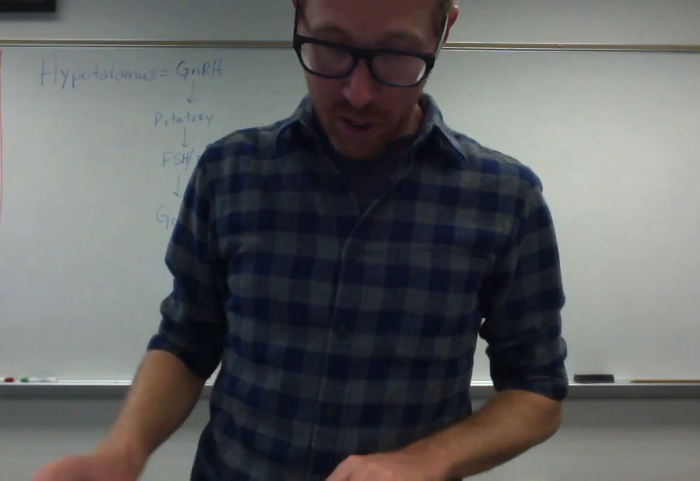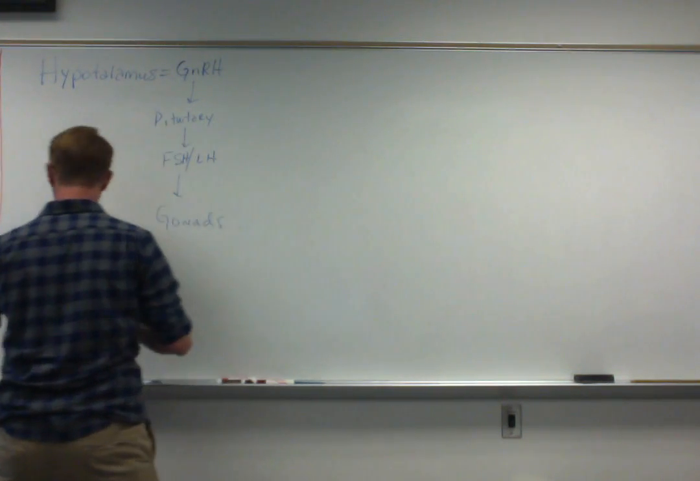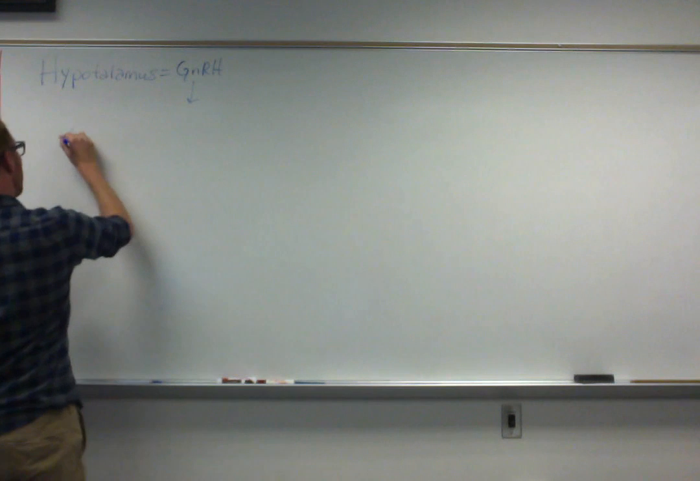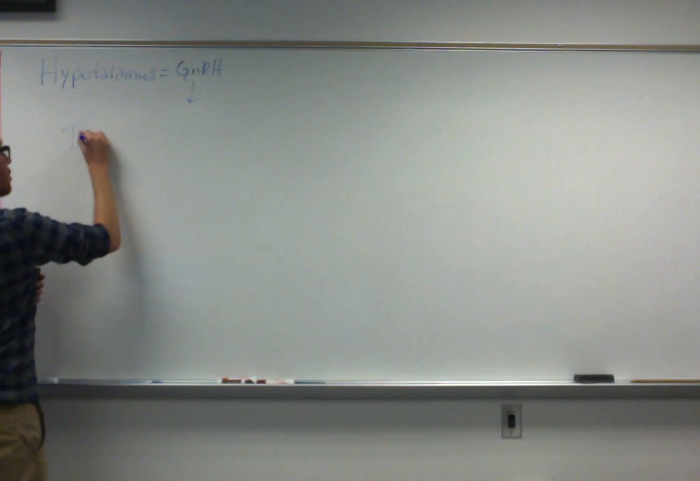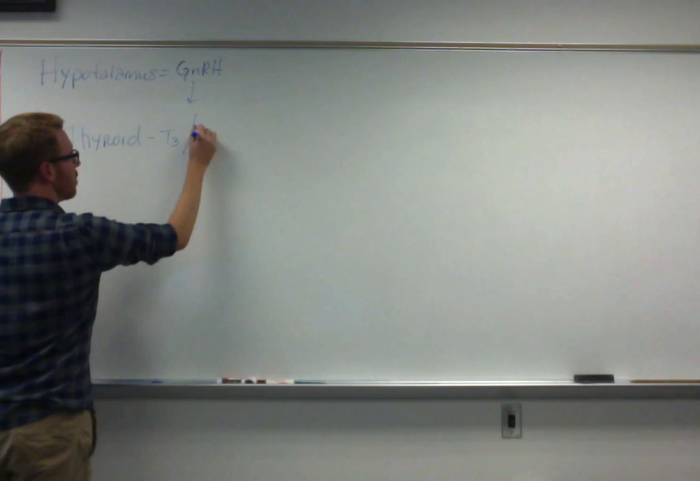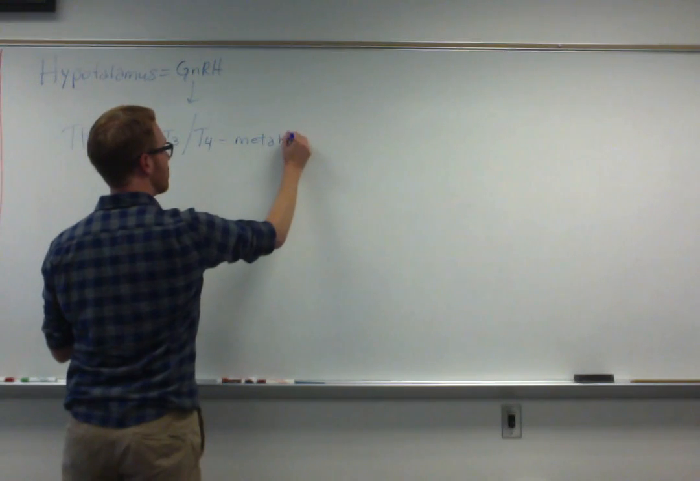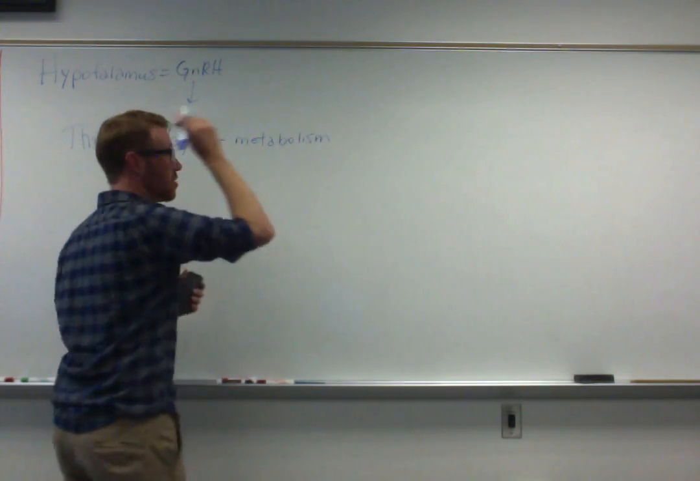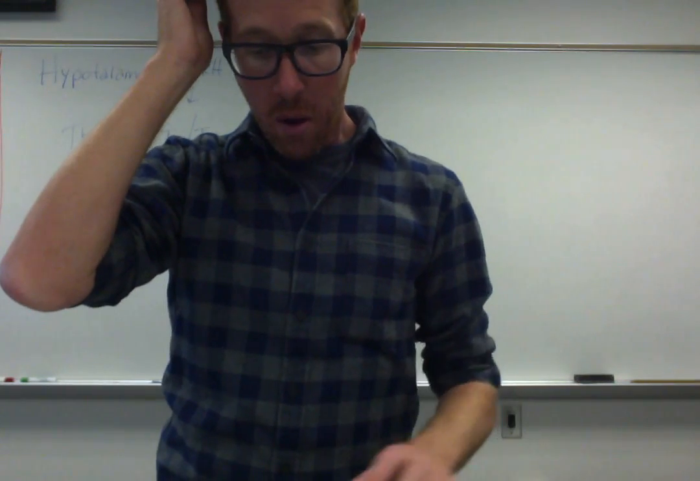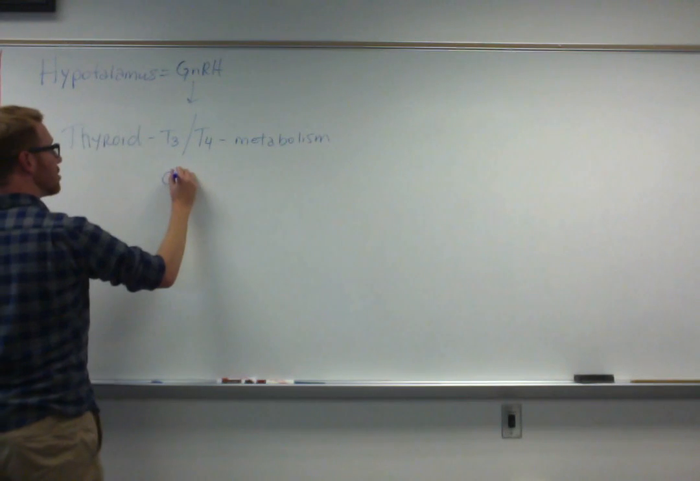The thyroid gland, as we mentioned, secretes important hormones called T3 and T4, and these are for metabolism. They help to regulate our basal metabolic rate. It also releases a hormone called calcitonin.